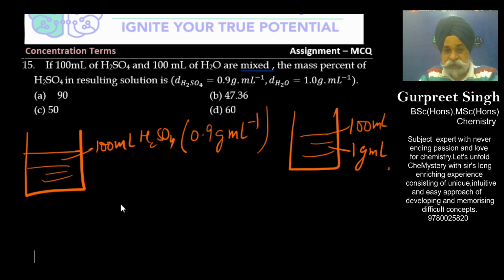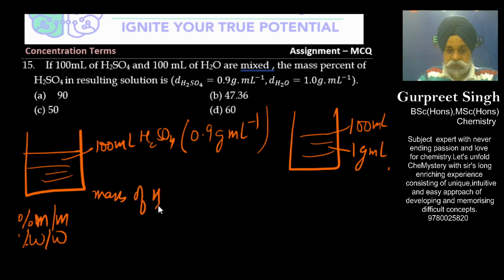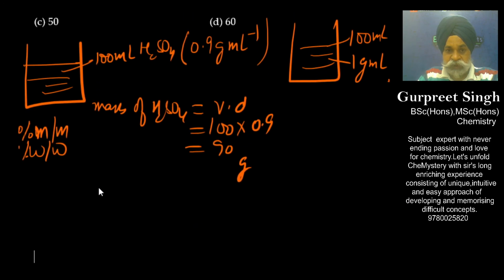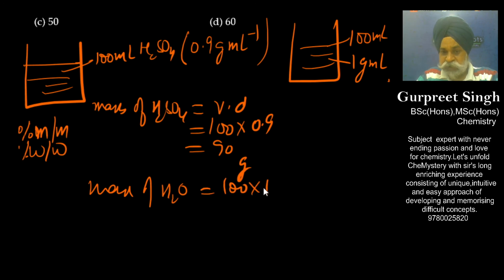So basically it is very simple. When you mix them together, what mass percentage you want to find out? Mass is to mass, percentage weight is to weight, or you can simply write it as mass is to mass. That 100 gram of this solution would contain how much? So I shall be saying mass of sulfuric acid is how much? Mass of sulfuric acid is volume into density. So volume is 100 into 0.9, so it is 90 grams. And similarly, mass of water would be 100 into 1, so it is 100 grams.